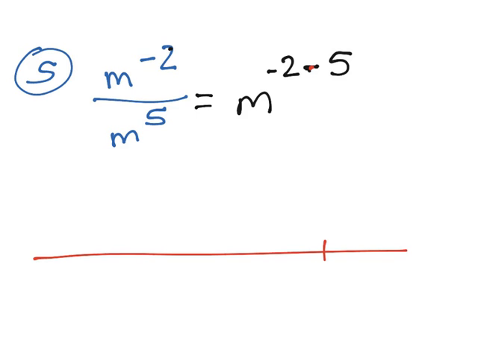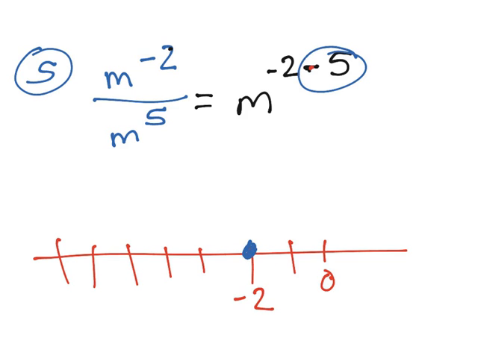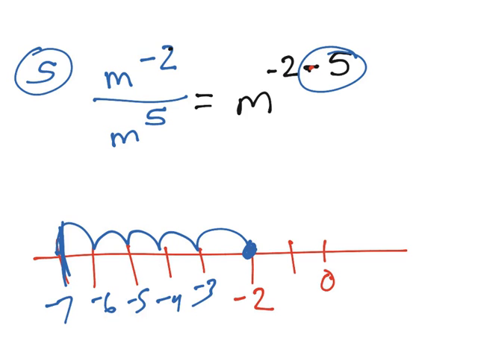So if you think about a number line, here's negative 2. So I'm starting at negative 2 and I'm subtracting 5. That means I'm getting more negative. So 1, 2, 3, 4, 5. I'm ending up here, negative 3, negative 4, negative 5, negative 6, negative 7. So this is the same as m to the negative seventh.